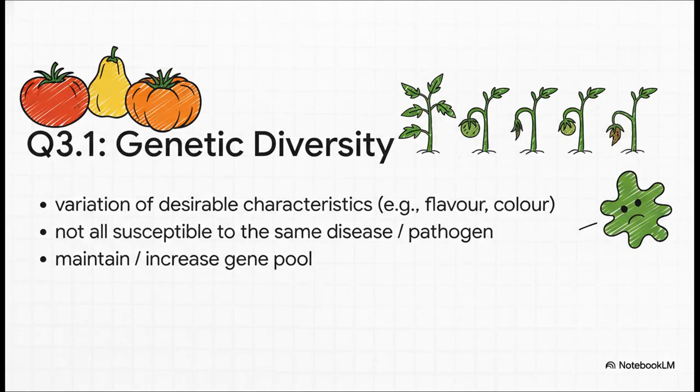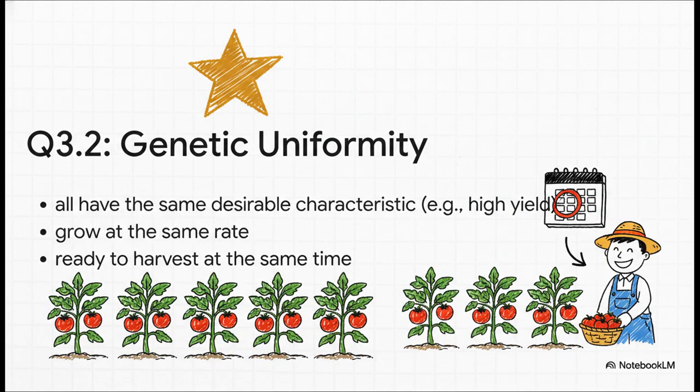Question 3.1 asks, what's one good thing about having genetically different tomato plants? Now, the mark scheme gives you a few options. You could say something about having variation and a desirable trait, like maybe some taste sweeter than others, but honestly, the classic biology answer, the one that really hits the mark, is about disease. If they're all different, a single disease isn't going to wipe out your entire crop. That's a huge advantage.